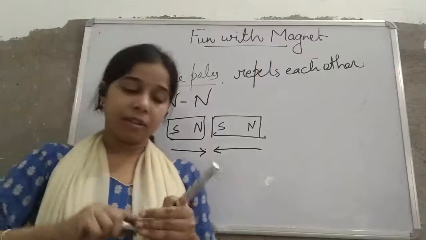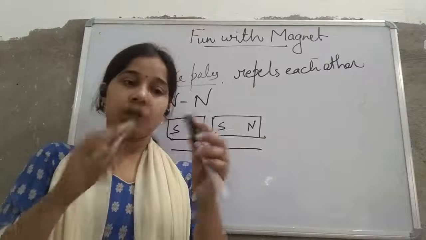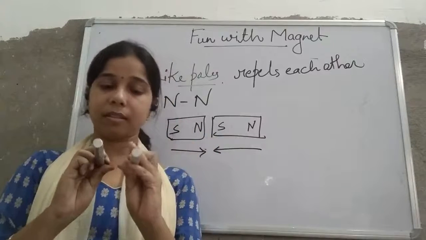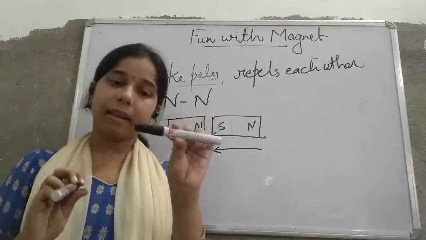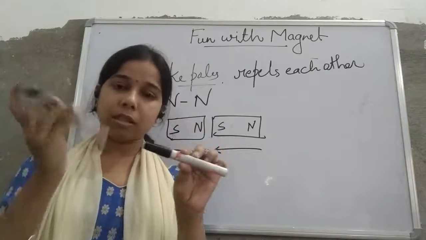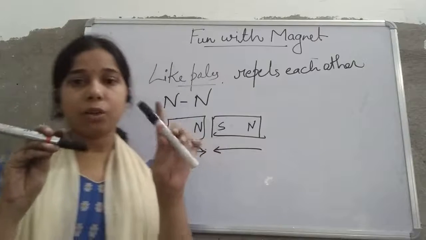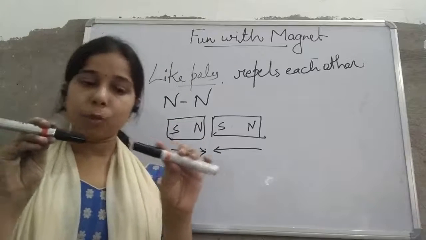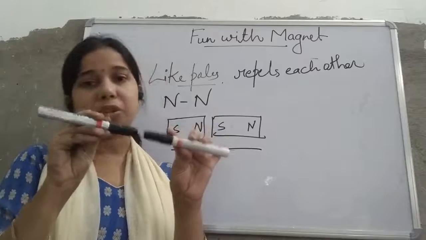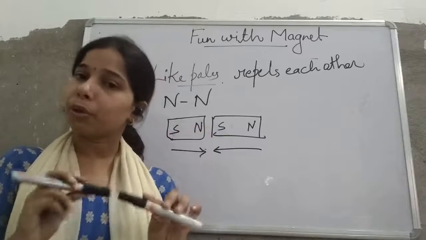So if this black portion is the north pole, and the base of this is the south pole, and this one is the north pole, this is the south pole. If we take it like that, the north pole will face towards the north pole. It will start repelling each other. If you try to make them attract each other, even then it will not attract, it will repel each other.